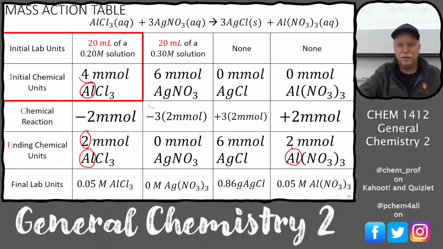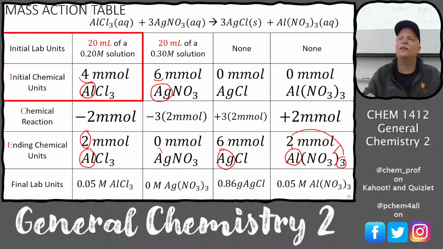The silver, okay, we came in with 6 millimoles of silver. We have 0 here, but it's over here. So it's all moved over to the silver chloride. Okay. What about the nitrate? Well, we had 6 millimoles of nitrate. Here it looks like we have 2, but notice there's a 3 down here. So 2 times 3 gives us the 6 millimoles of nitrate.